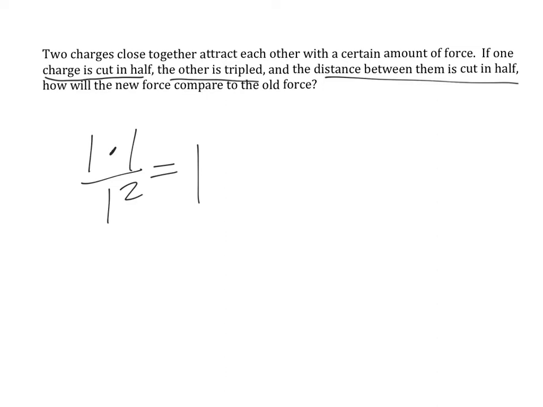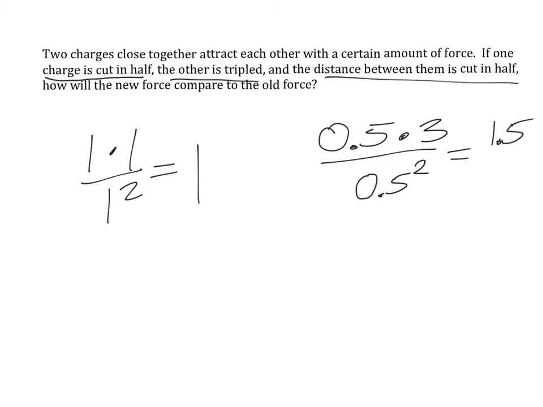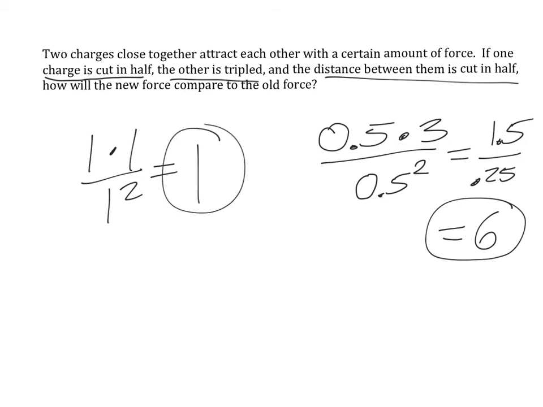So now I am cutting one charge in half. So I'm going from 1 to 0.5. I'm tripling the other. So I'm going to put a 3 in for the other one. And then I am cutting the distance in half. So I'm going to put 0.5 in for my distance, and again, I'm going to square that. So 0.5 times 3 is 1.5. 0.5 squared is 0.25. And if I divide these numbers, I'm going to get 6. So what this tells me is that the new force is 6 times what the old force was. So if you have a certain amount of attraction, one charge gets cut in half, one gets tripled, and the distance is cut in half, the new force will be 6 times the old force.